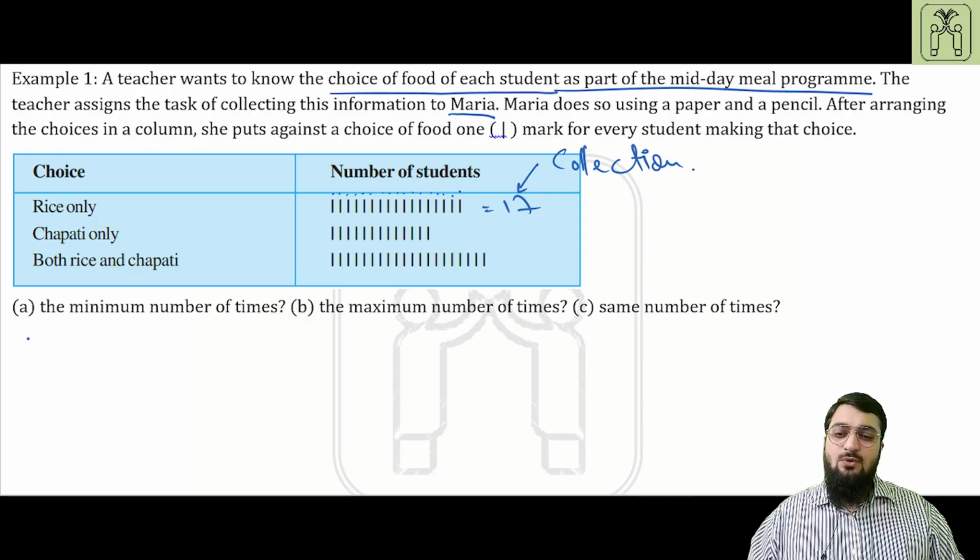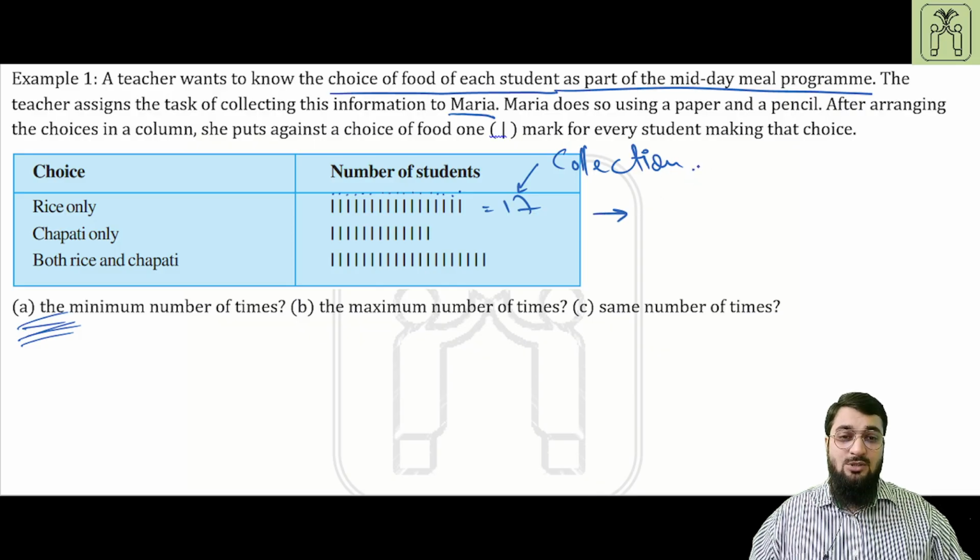Okay, so before coming to part A, B, C, I will tell you a way of organizing this data. After collection, Maria could have organized the data in the following manner in order to make it much more visible and much more clear.